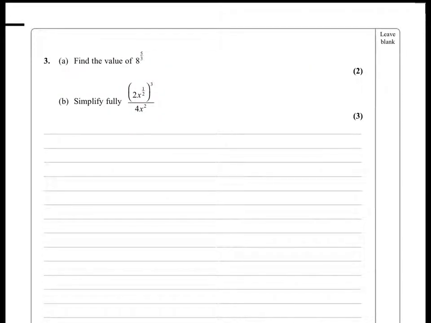Question 3 looks like indices. We want an actual value for this one, so that means we need to know what does 5/3 power mean. So we should be able to work that out. So you're going to get a method mark for doing your cube root of 8 to the power of 5, and then we want an actual value for that.